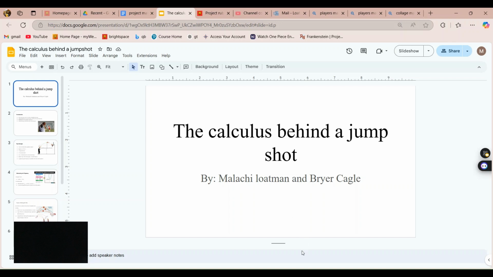The Calculus Behind the Jump Shot by Malachi Loatman and Briar Cagle. Today we are diving into the fascinating world of calculus and its application in shooting a basketball. We will explore how mathematical concepts help us understand the trajectory of a basketball and the optimal conditions for making a successful shot.